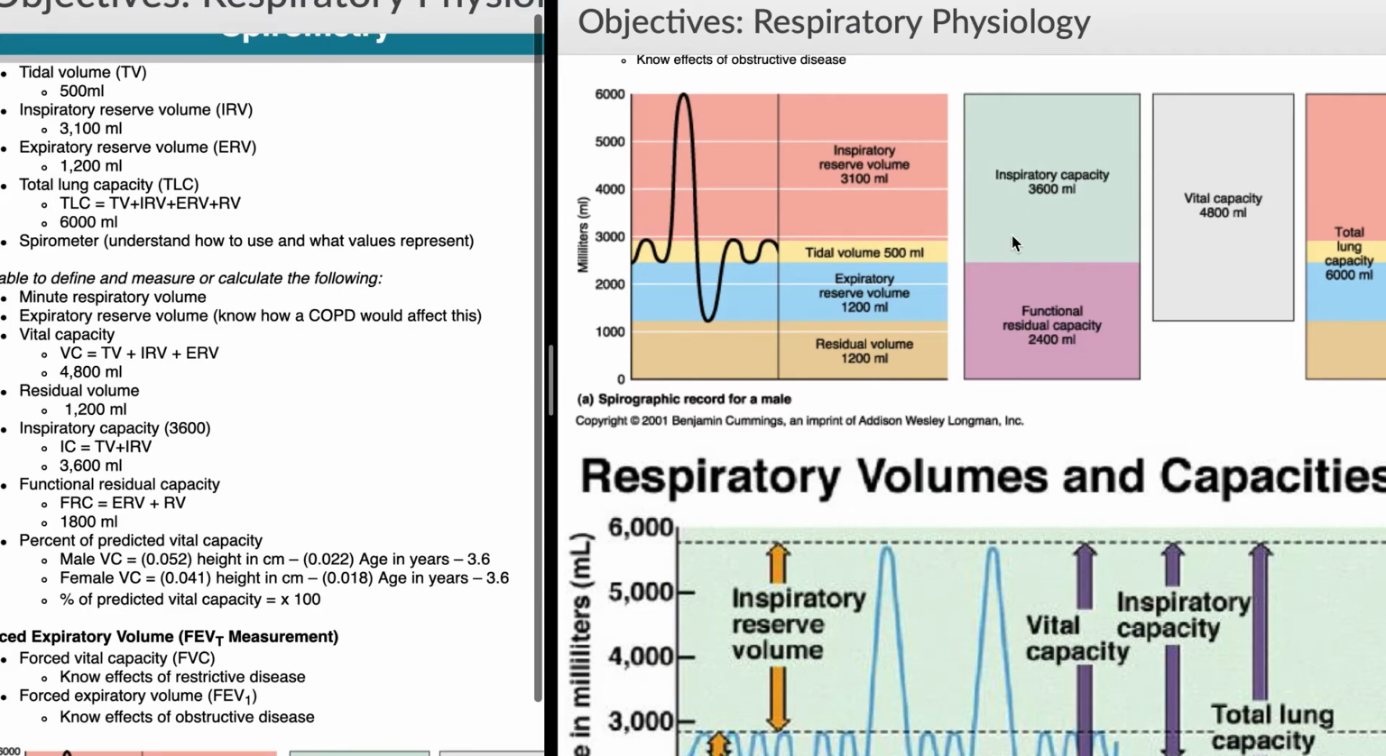For example, the inspiratory capacity is the combination of the tidal volume and the inspiratory reserve volume. So when you add these two together, you get the inspiratory capacity. And so the definition for inspiratory capacity would be the maximum amount of air that you can breathe into the lungs. Whereas the inspiratory reserve volume is the amount of air that you can breathe into your lungs after you've already breathed in your tidal volume. So there's sort of just that mathematical relationship. Inspiratory reserve plus tidal volume equals inspiratory capacity.